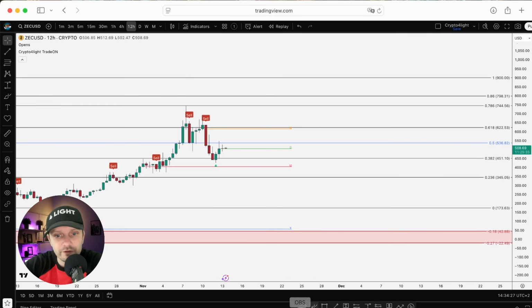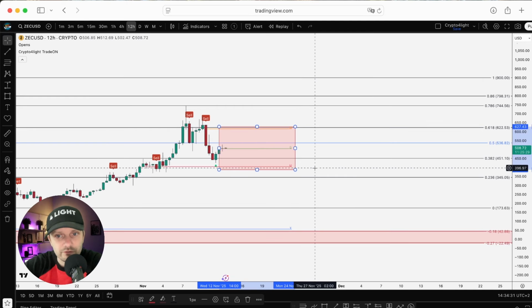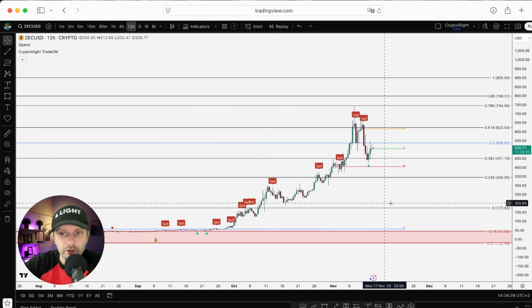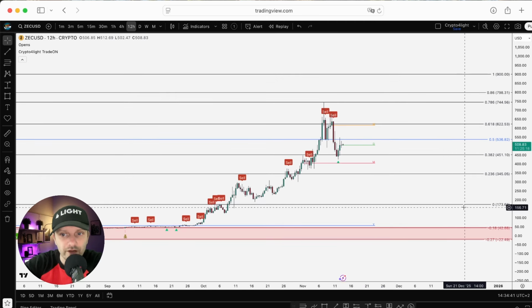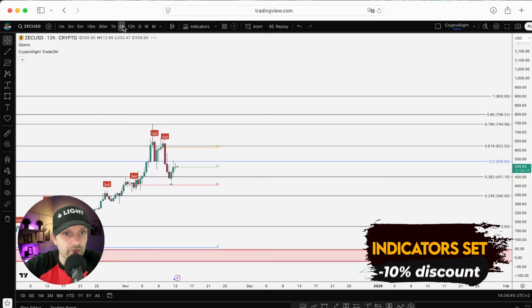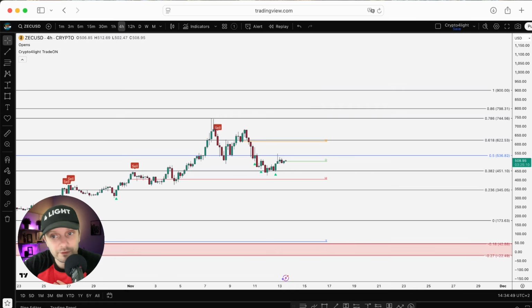So it's really important to keep Zcash in this range, like 403 and 615. In this range, we have to consolidate and go to the next high. If not, the road will be open even to 345, 173. My conclusion, guys, it's not a great time to buy Zcash, but it's just my humble opinion, guys.